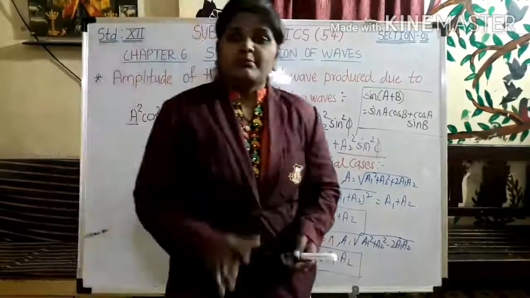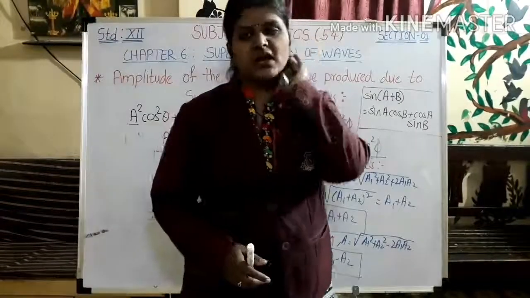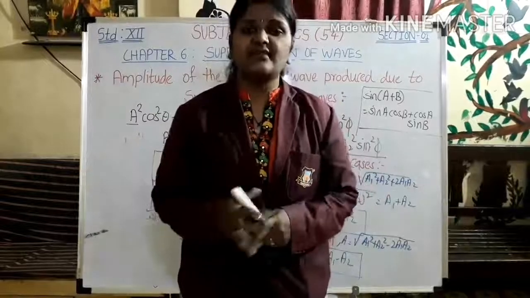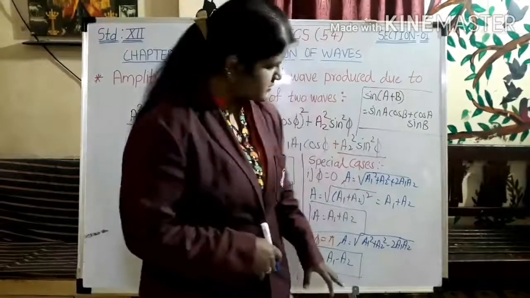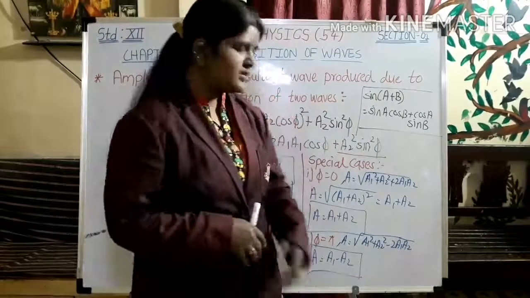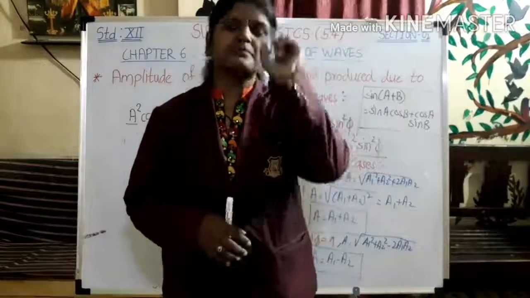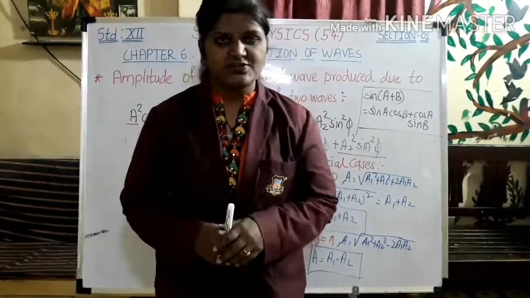So amplitude is minimum when two waves are out of phase, and it is the subtraction of individual amplitudes. So this is a1 minus a2. If a1 and a2 are equal, what happens to A? A minimum will be 0. What will be A maximum? Twice A, if amplitudes are equal.